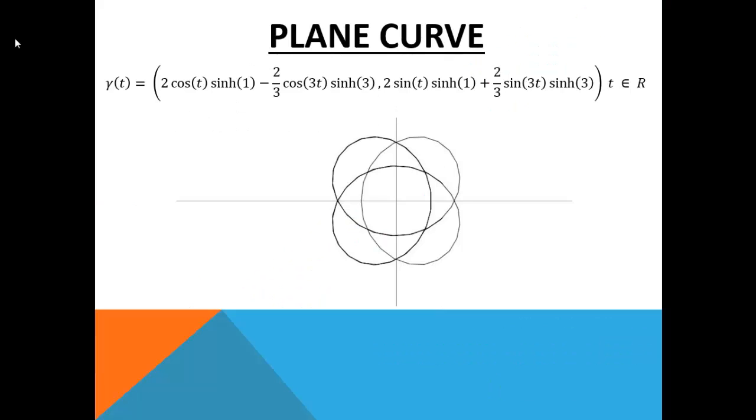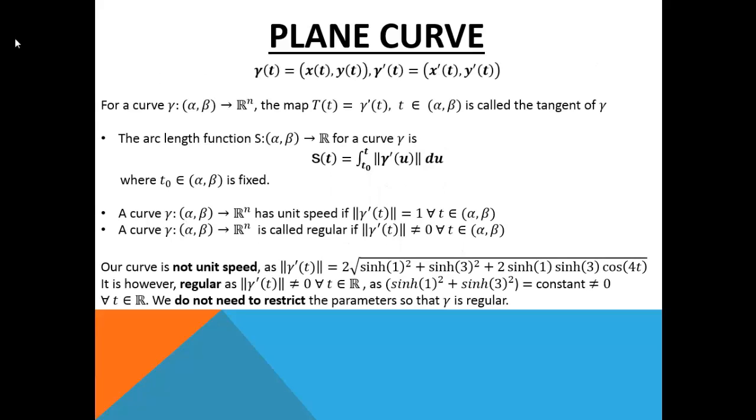So consider the parameterized curve gamma in the plane which depends on t. The plot of the curve is shown below. For a curve gamma, the tangent of the curve is defined as gamma prime of t. So the norm of gamma prime of t will be the norm or the length of the tangent. The arc length function of the curve is given by the integral of the length of the tangent with respect to u between t0 and t, where t0 is a fixed point in the domain alpha beta.